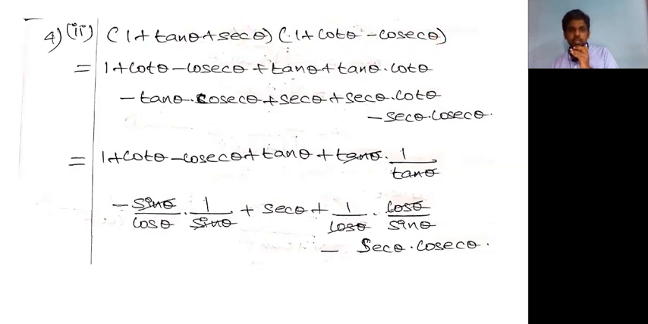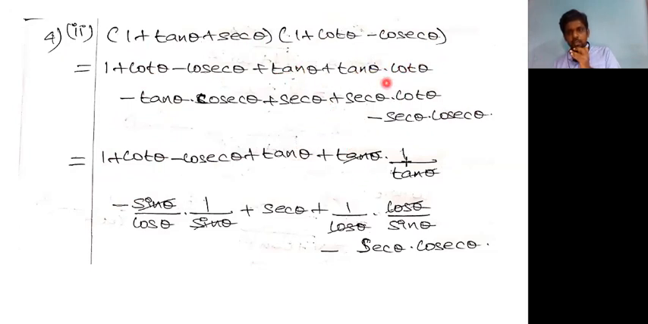Similarly, multiplying secant theta to this bracket, secant theta plus secant theta cot theta minus secant theta cosecant theta. So I have multiplied all the 3 terms with the 3 terms here. So we have to simplify. 1 plus cot theta minus cosecant theta I am taking as it is, tan theta, plus I am writing cot theta as 1 by tan theta.